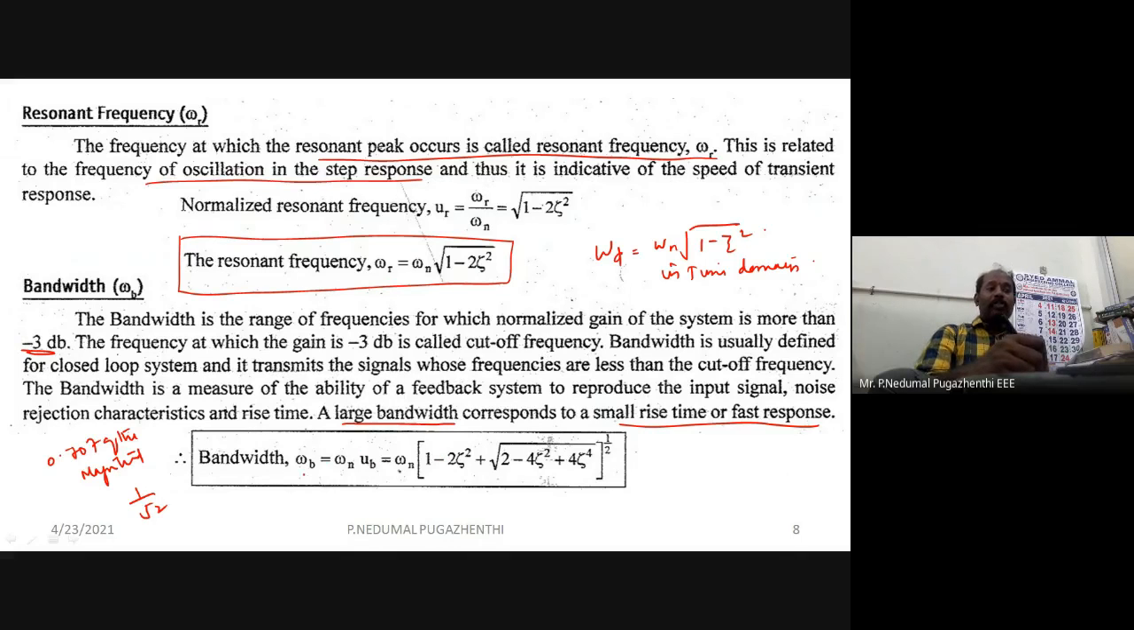It is denoted as omega b, which is equal to omega n into square root of 1 minus 2 zeta squared plus square root of 2 minus 4 zeta squared plus 4 zeta to the power 4. This can be obtained by applying the minus 3 decibel value in your second order transfer function. So this is your bandwidth. It is giving you an idea about the character of the system, in what way? In your transient part. That is, faster response, smaller rise time. That you can correlate.